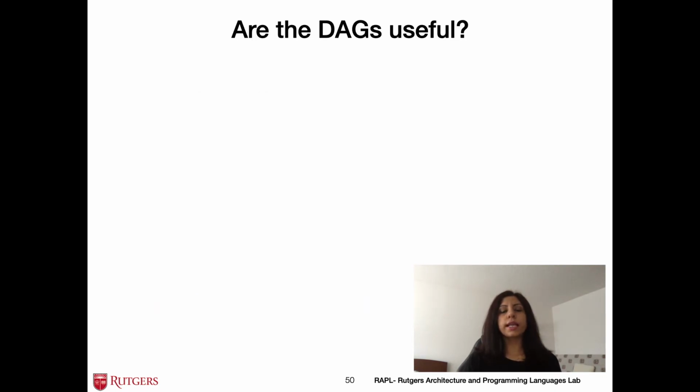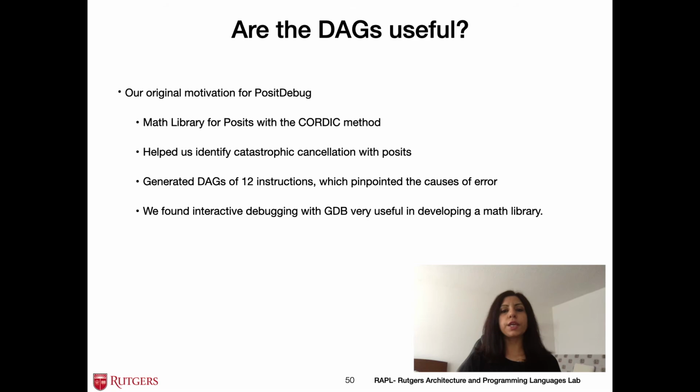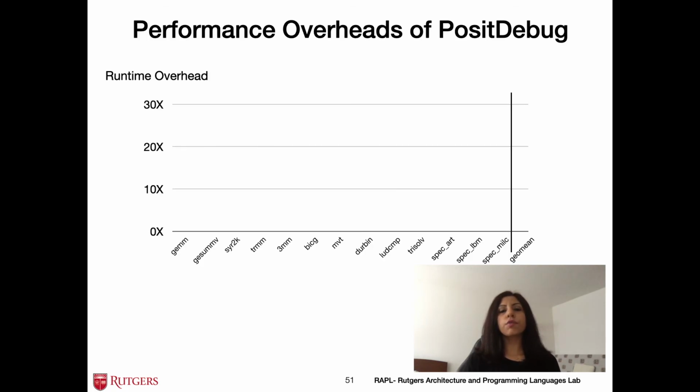To address the second question, I'm going to tell you a story. The motivation to build PositDebug was to help my group in building math libraries for posits based on the CORDIC method. It has a lot of numerical errors, and PositDebug helped in detecting and diagnosing the root cause of the errors. My group found PositDebug useful, and we improved the accuracy of the CORDIC library by 10x. The last question we want to address is whether the performance is good enough.